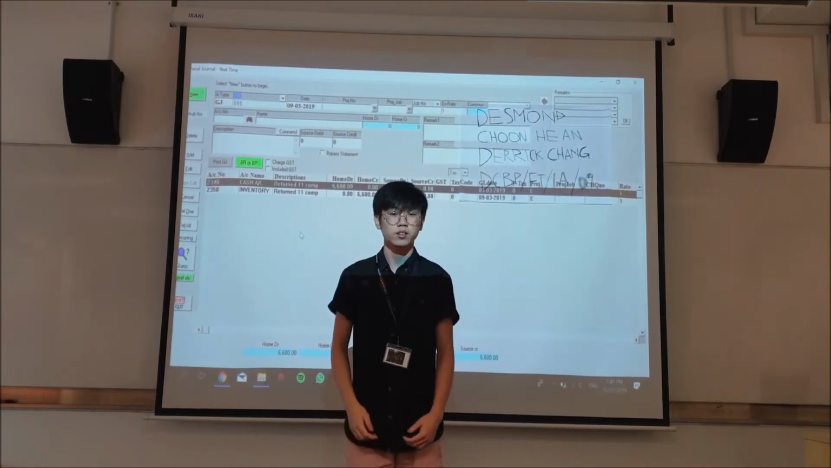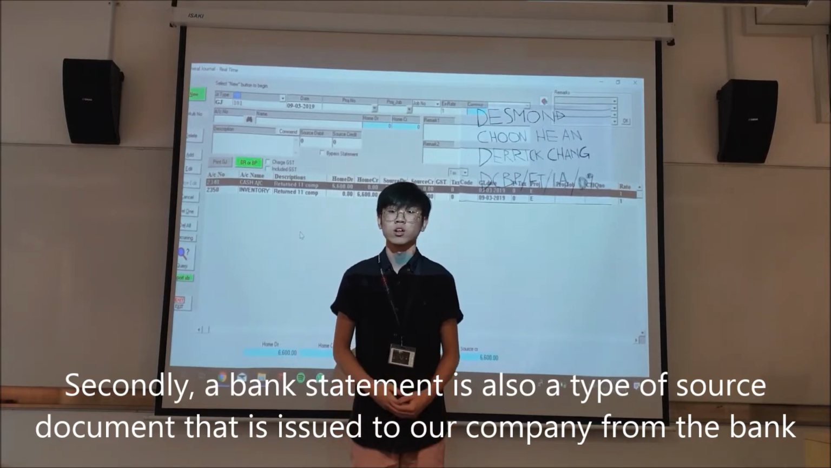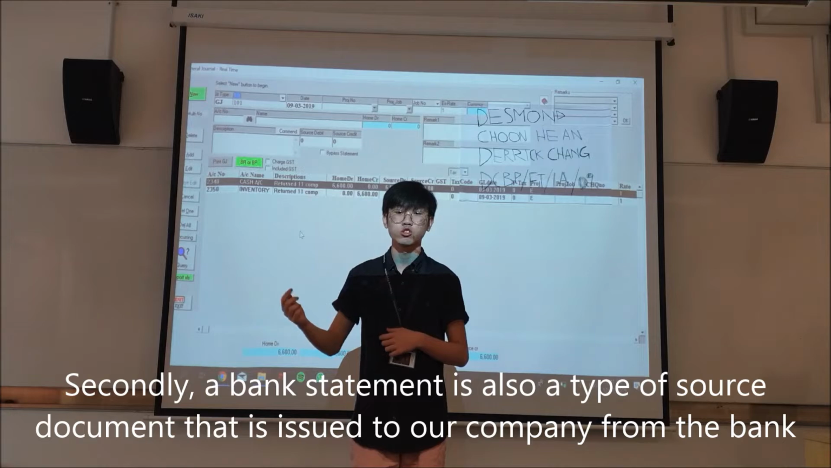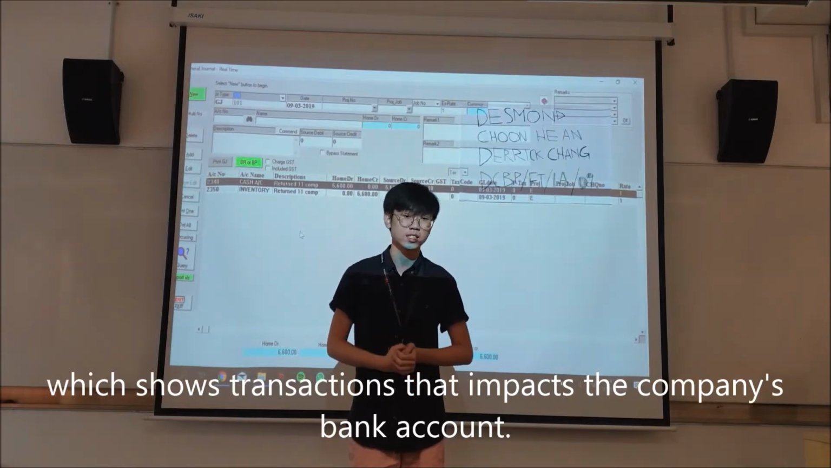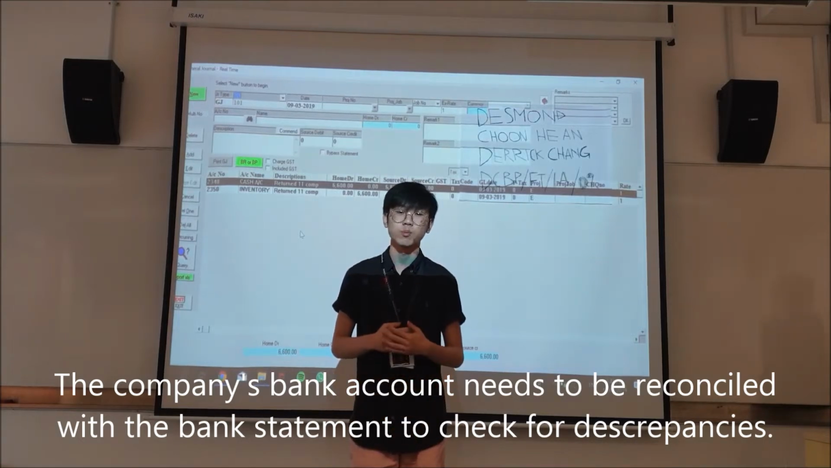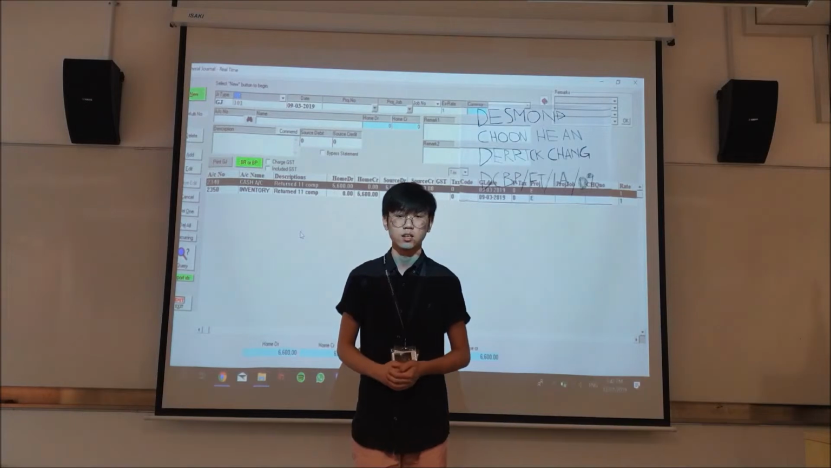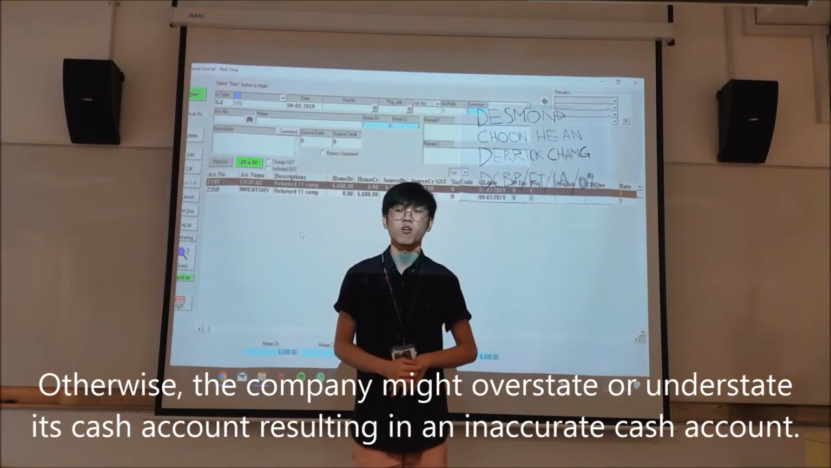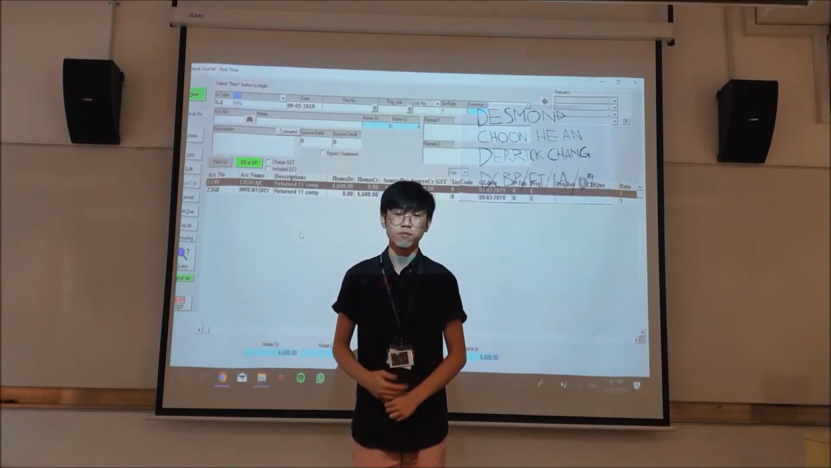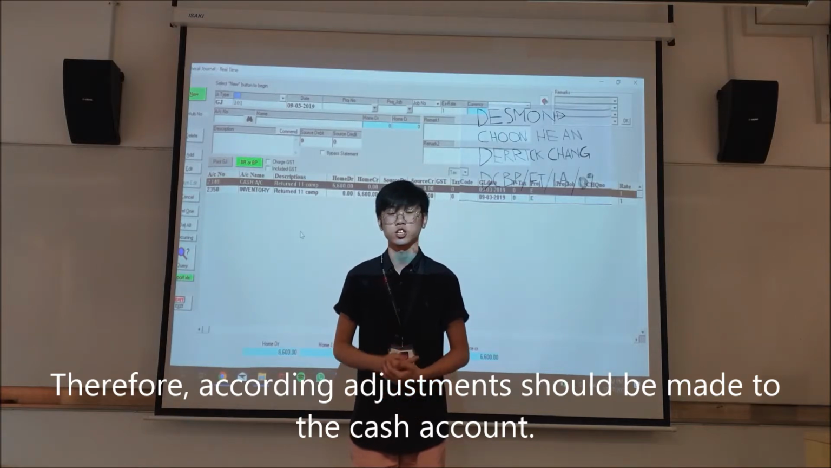Secondly, a bank statement is also a type of source document that is issued to our company from the bank, which shows transactions that impact the company's bank account. The company's bank account needs to be reconciled with the bank statement to check for discrepancies. Otherwise, the company might overstate or understate its cash account, resulting in an inaccurate cash account. Therefore, accordingly adjustments should be made to the cash account.